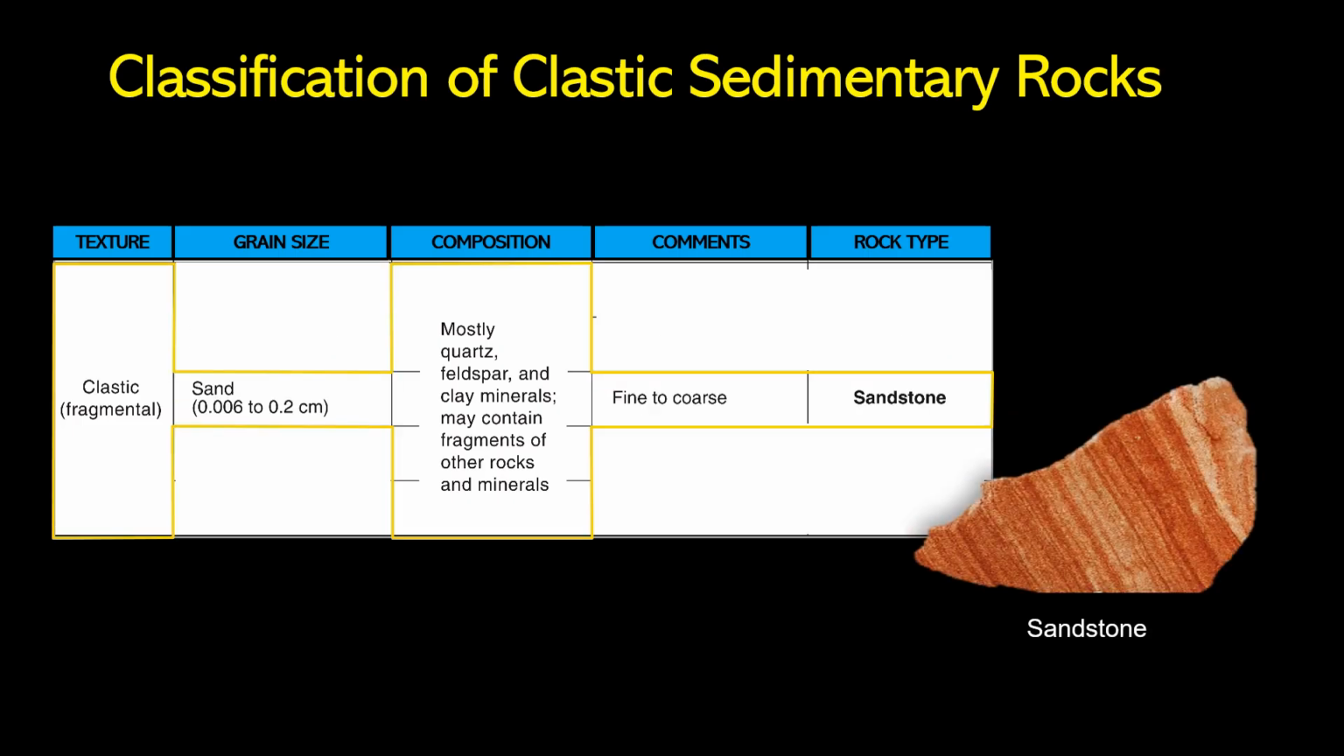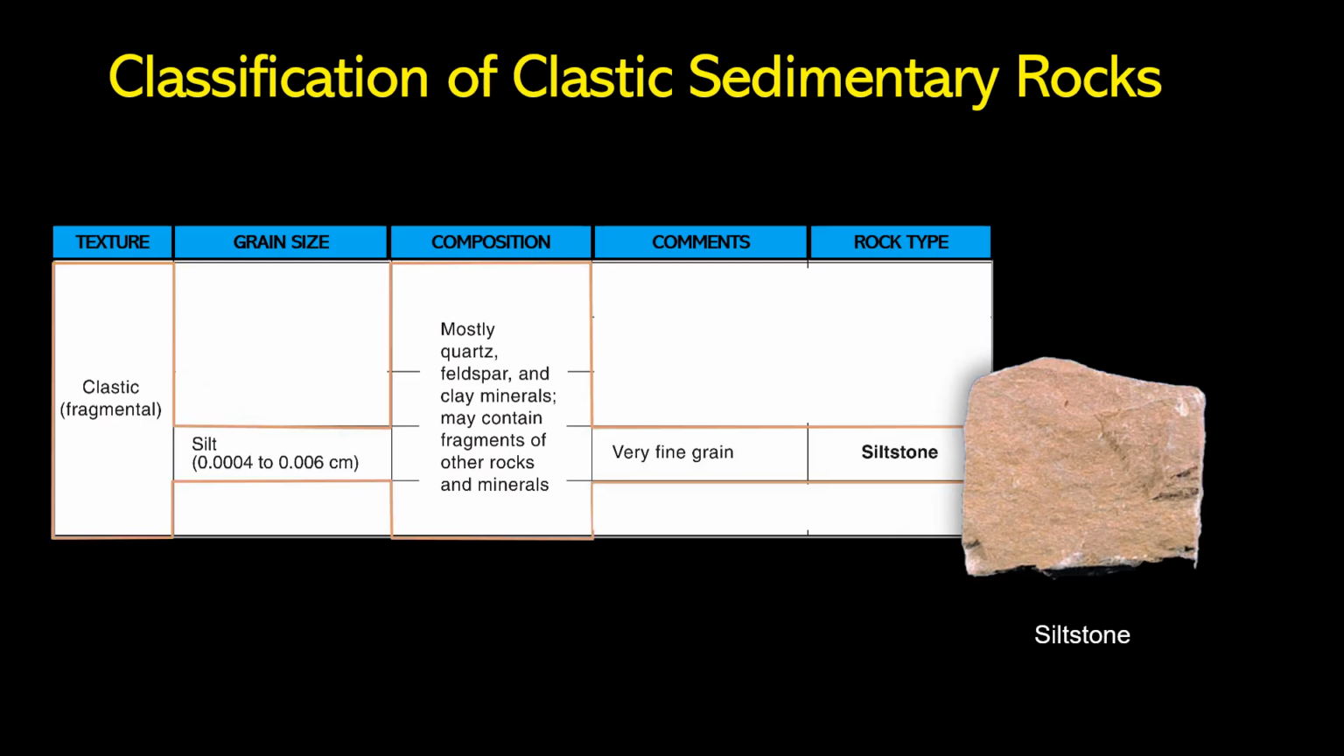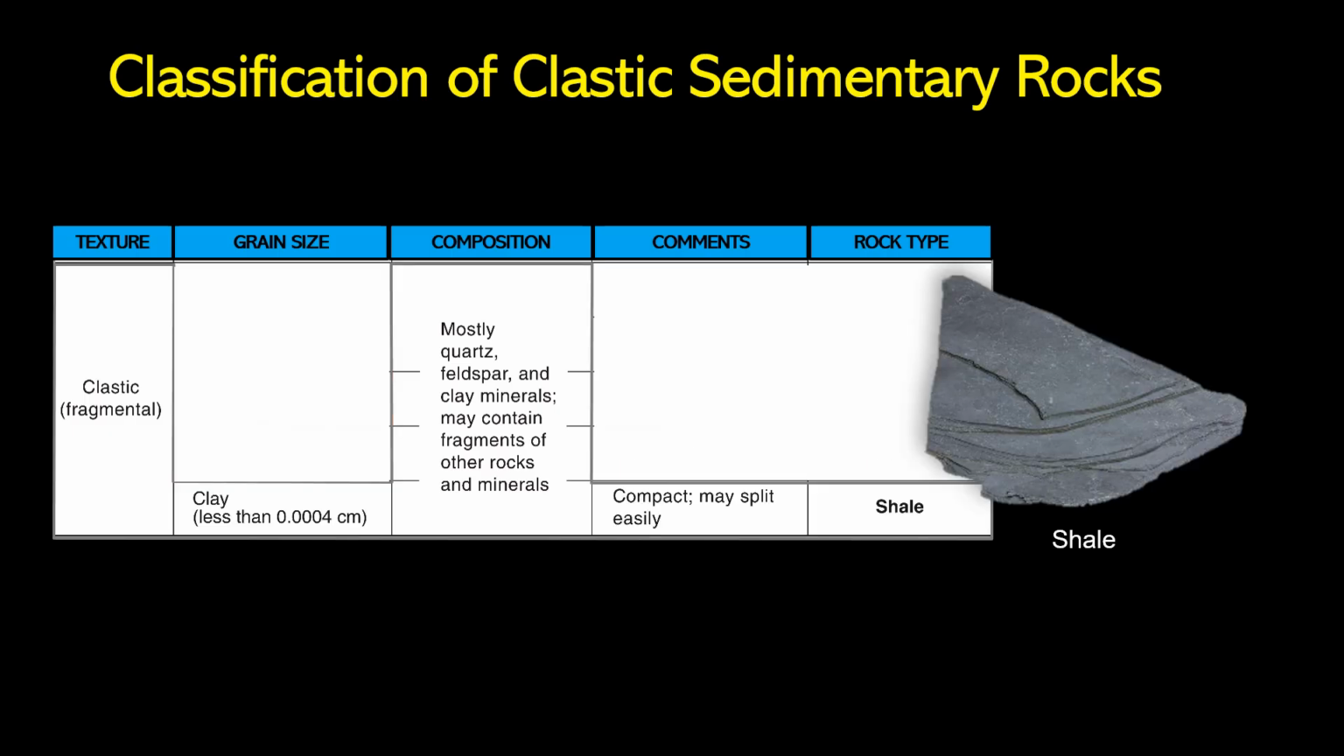One which has either rounded or angular grains, which are between 0.0625 and 2 mm, will usually be a sandstone. Siltstone has very fine grains, ranging between 0.0039 to 0.0625 mm. Clay-sized grains of less than 0.0039 mm, with fine layers that may split easily, indicate shale.